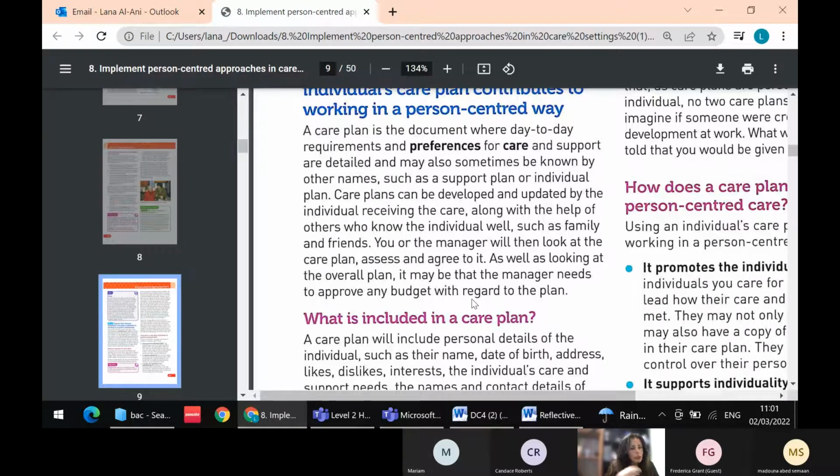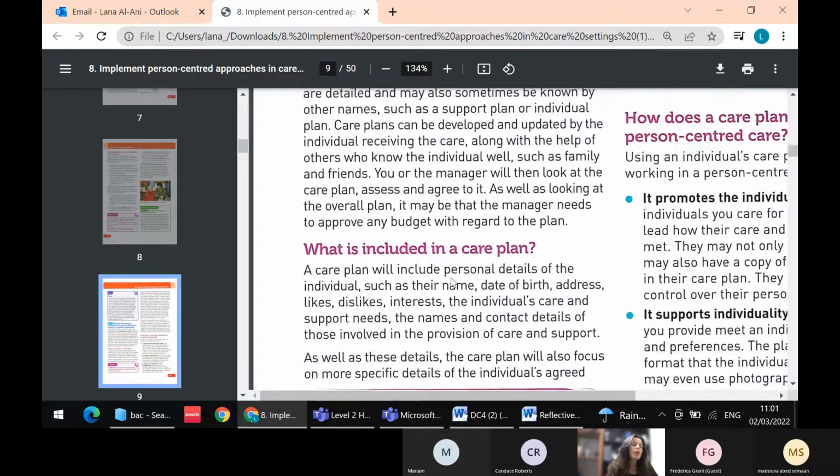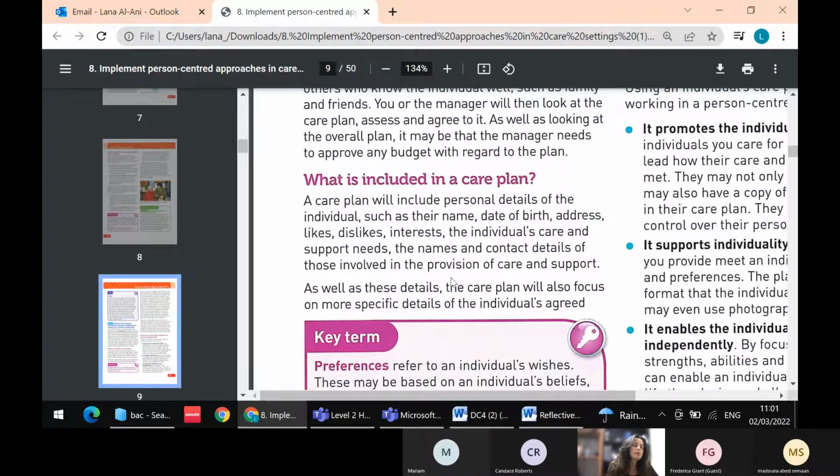So care plans can be developed and updated by the individual receiving the care themselves, along with my help. I help my clients so we can get the best individual plan for them. We can also involve their family, their friends, and the manager, who may give you lots of information. All this will go in their care plan. So why is it important for the person-centered approach?